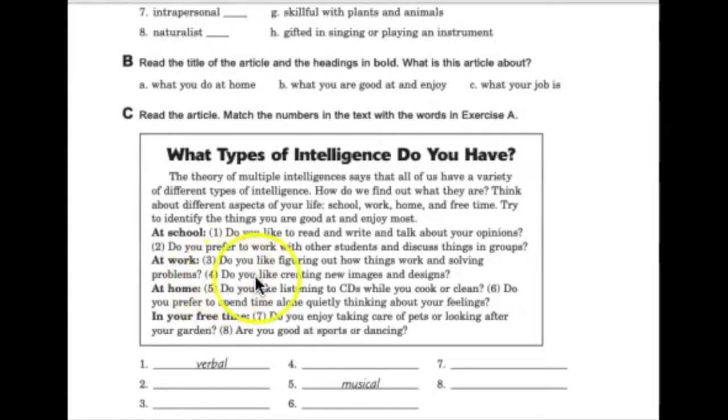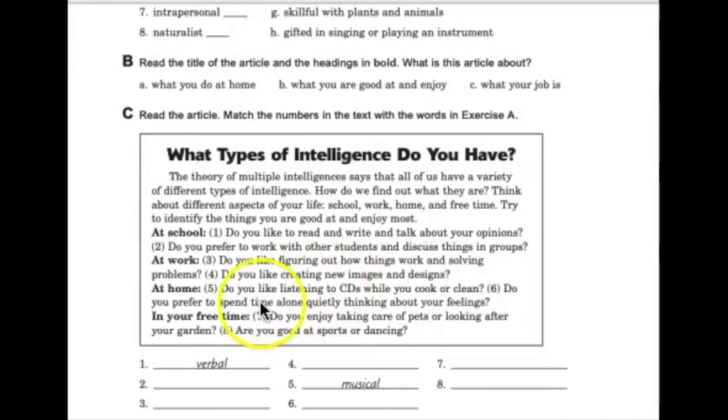Number 4, do you like creating new images and designs? If you do, then you are visual. Number 5, do you like listening to CDs while you cook or clean? If you do, you are musical. And remember, just because you like it doesn't mean you have to be able to do it. Okay, so like I love music, but I'm not a particularly good musician, but I love listening to music, and so that makes me musical.